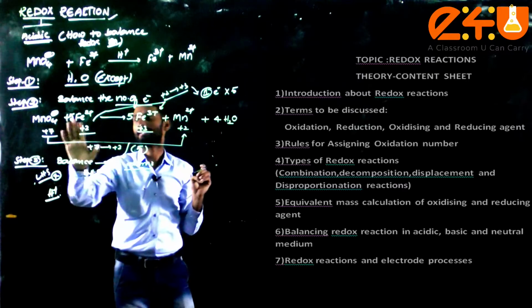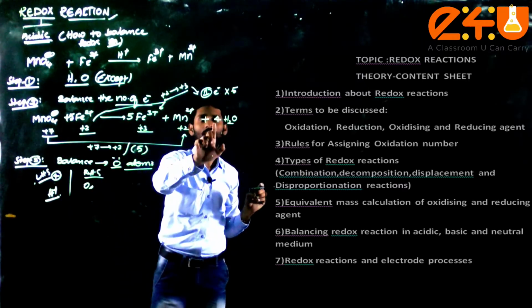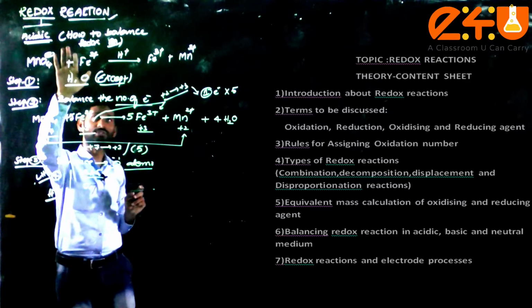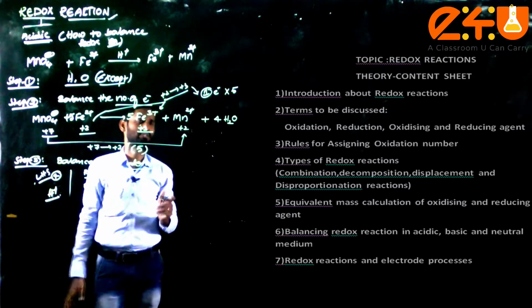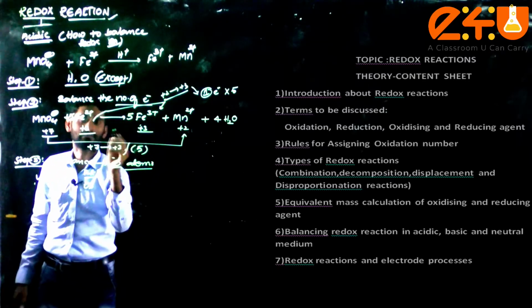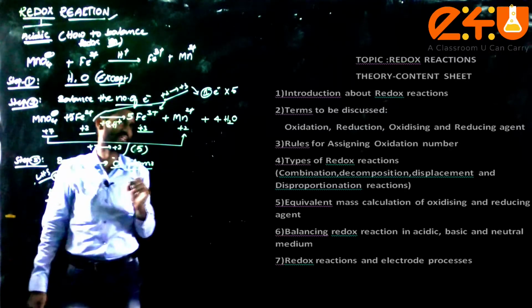Next, come to the hydrogen atoms. Is anything there on this side? No. Here hydrogen atoms, how many, my dear students? 4 2s are 8. Since we are taking the reaction in acidic medium, acidic means obviously there is release of H plus ions. That's why I am writing here 8H plus.